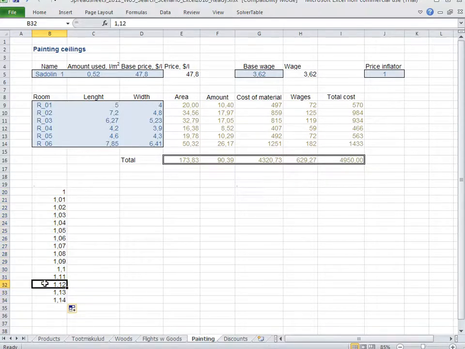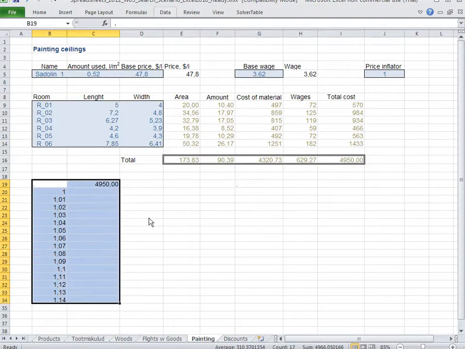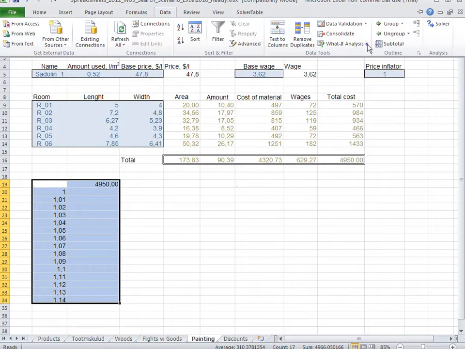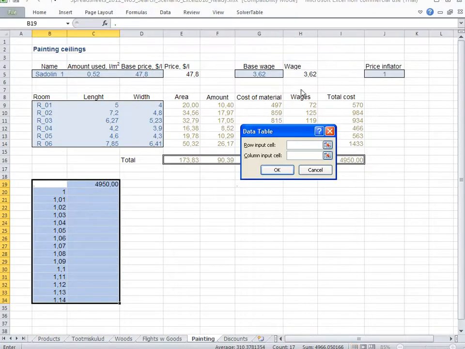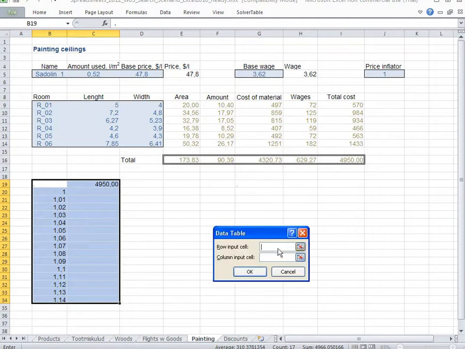Okay, and now what we're interested in is the total cost. So it's equals, and that final total cost, we could say, the cost of our entire project. Now let's make a data table. Let's select it all. Let's give the command data, what-if analysis, data table. And once again, this total cost has been linked to our model.